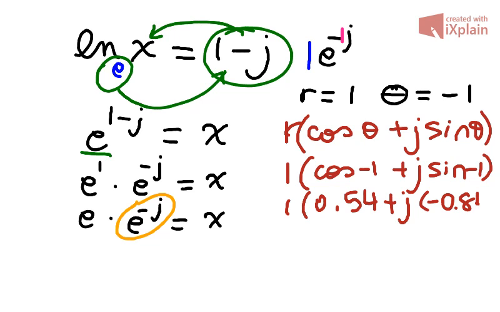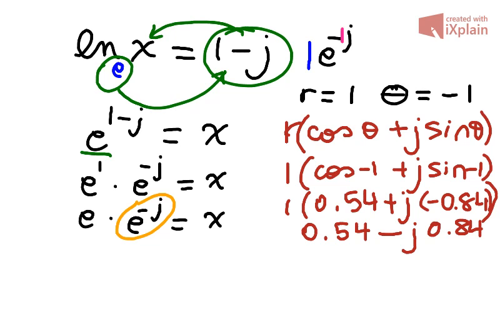We'll just use 2 decimal places. So what we have to do now, well, expand this. 1 times that is just the same thing anyway. So 0.54, real part of the complex number. Then the imaginary part is actually negative, so let's use a negative here, negative j 0.84. So imaginary part is negative 0.84.